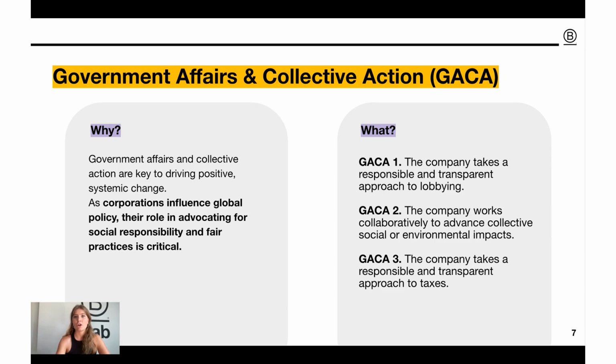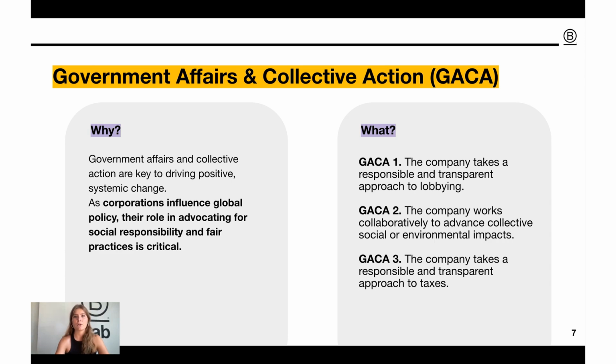GACA 2. The company works collaboratively to advance collective social or environmental impacts. So, companies must engage in multi stakeholder collaborations and contribute to collective action efforts, such as policy advocacy, external research, and mentorship to amplify their impact.